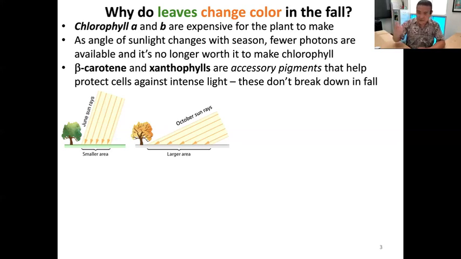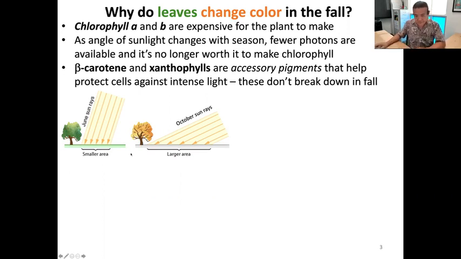Okay? So if you have a lot of sunlight, then it's worth it to make these big complicated molecules. But in places of the world where the sunlight changes in quality and intensity and availability, depending on what time of the year you're at, maybe there are times of the year when the amount of quality sunlight really isn't worth it for the plant to be constantly making these chlorophyll A's and B's.